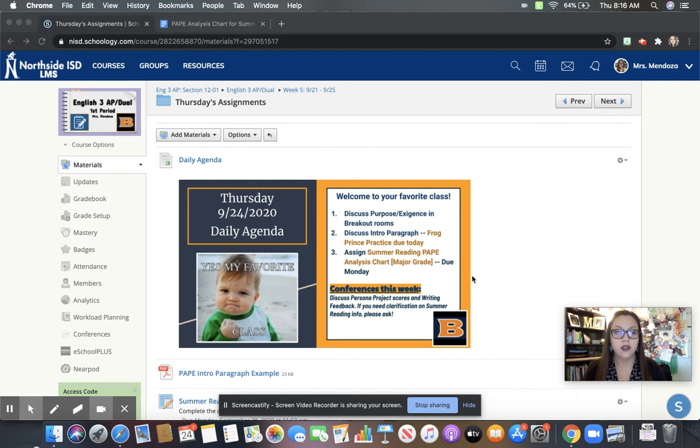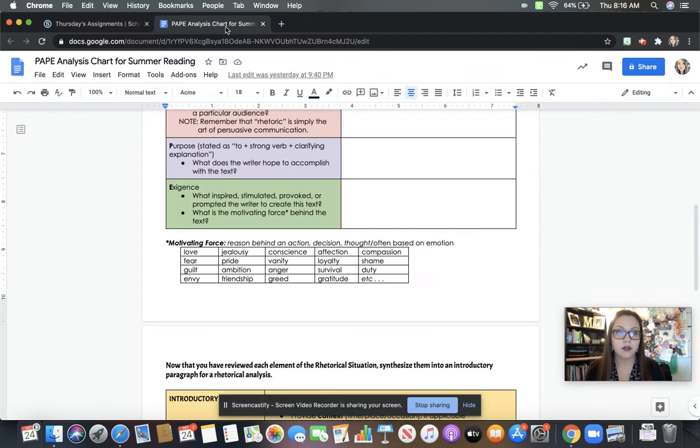Good morning. Okay, we're moving into the last section of our PAPE analysis chart for the frog prints. So today in our breakout rooms, we are going to go over purpose and exigence in terms of the frog prints. And so those questions were here in purple and in green.